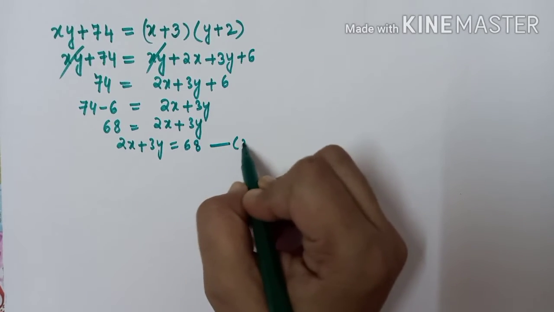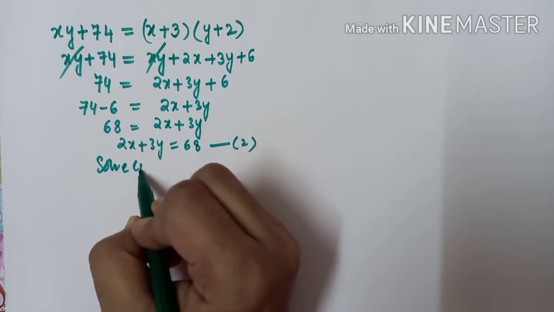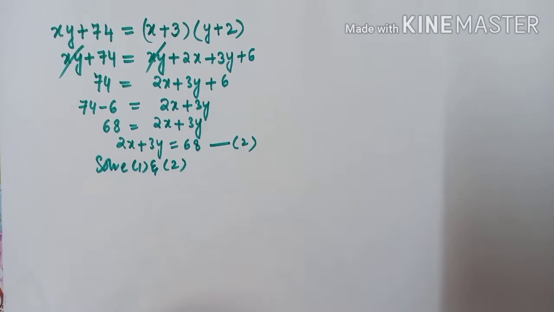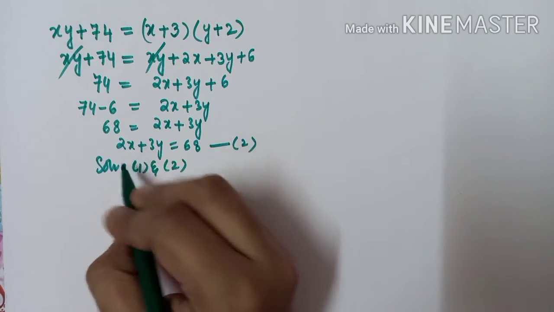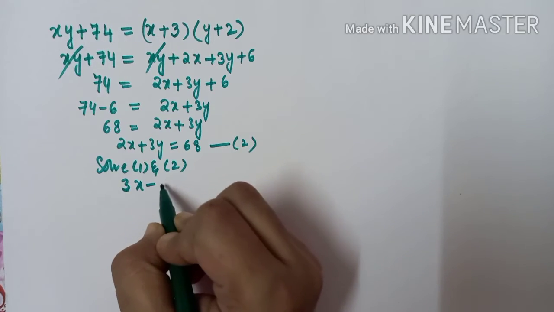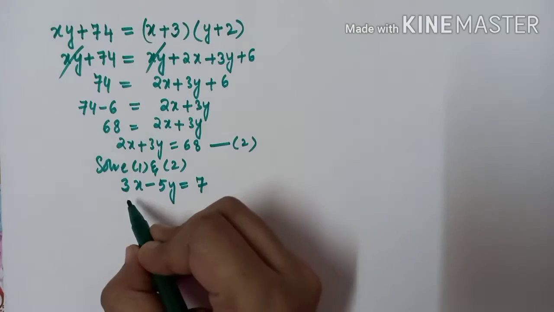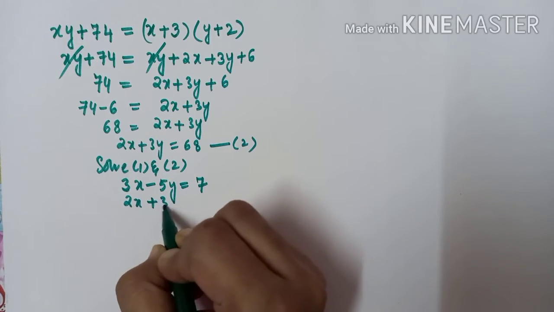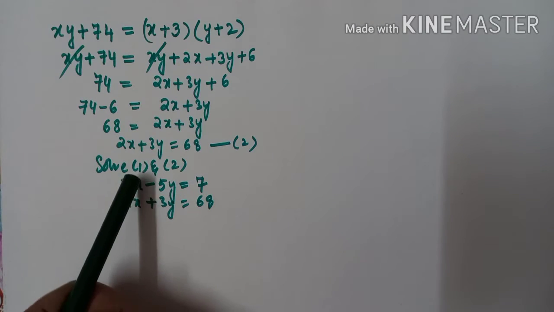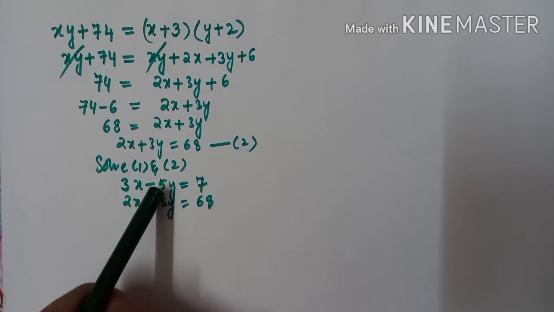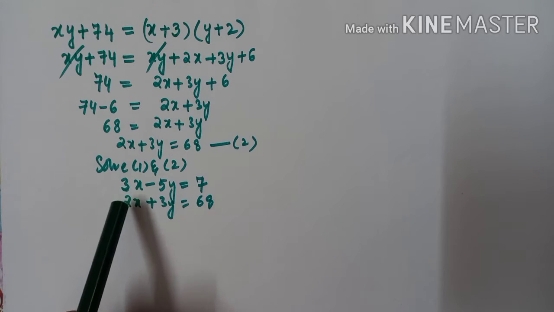Let us name this as equation 2. Now solve equations 1 and 2 and find the values of x and y. So what is our equation 1? Equation 1 is 3x minus 5y equals 7. And your equation 2, just now we got, 2x plus 3y equals 68. Now over here you can take anything, like if you want to eliminate this one or if you want to eliminate this, it is your wish.